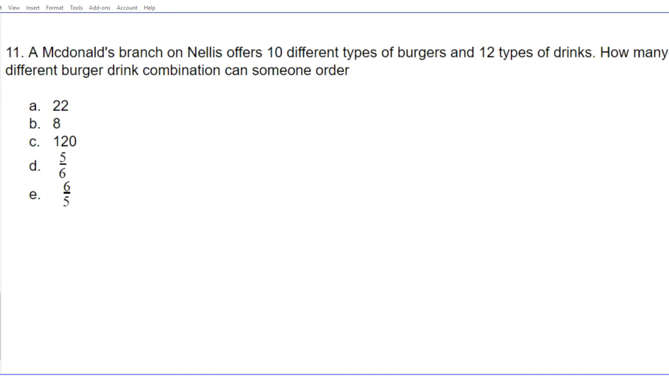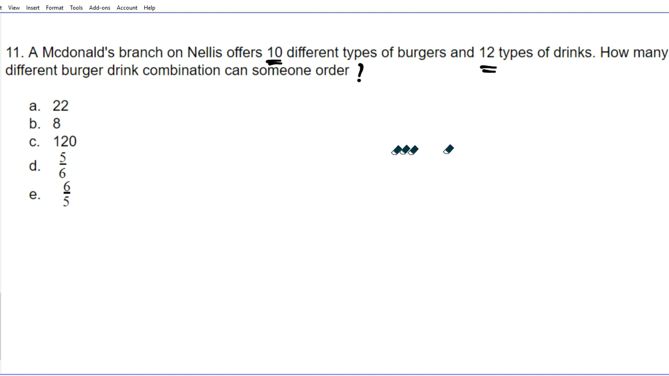Alright, so let's take a look at question number 11. It says, a McDonald's branch on Nellis offers 10 types of burgers and 12 types of drinks. How many different burger drink combinations can someone order? Okay, so for this one, you use the fundamental counting principle. The fundamental counting principle just basically involves multiplying the number of choices you have for each component in order to get the number of combinations.